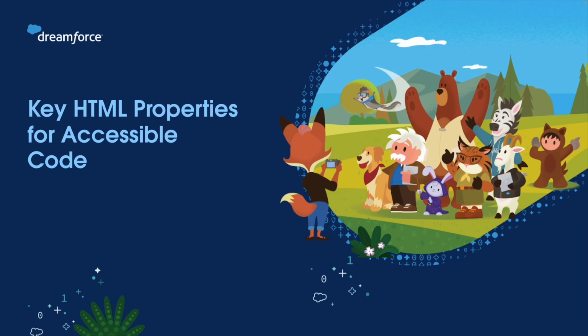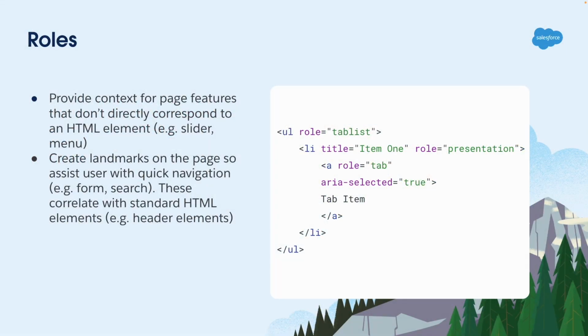That is okay, because there are lots and lots of properties that we can be leveraging to give our users the information that we need. We're going to look at two of these properties today to give you an idea of how they work, and you can start thinking about how they might play into your own development. So the first one we're going to look at are roles. Roles provide context for page features that might not directly correspond to an HTML element.